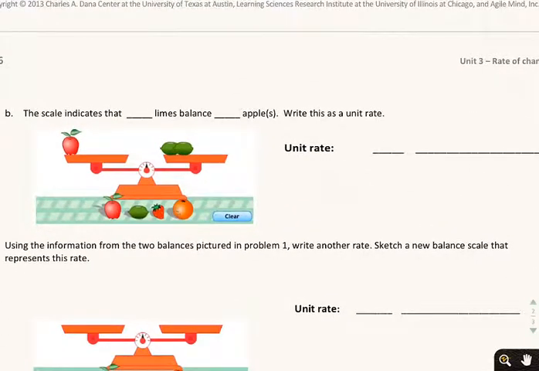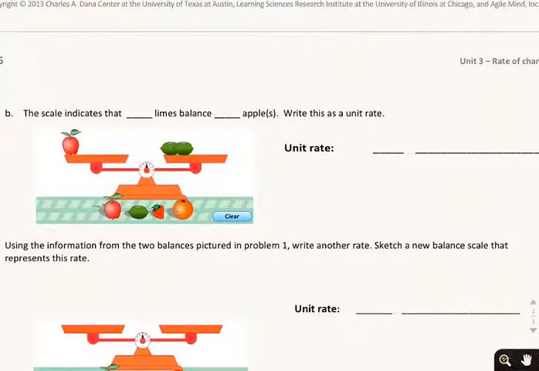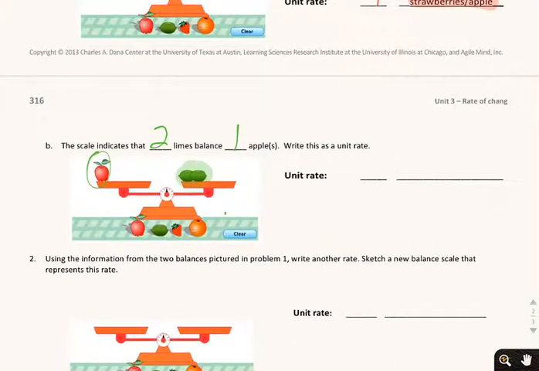So this scale indicates that some amount of limes balance some amount of apples. Well, here I have 2 limes, so I'm going to go ahead and record that as a 2. Oh, not there though, right there. So 2 limes, and of course we have 1 apple here. They're not so kind as to put in the units for us, but we're going to go ahead and do that right now.